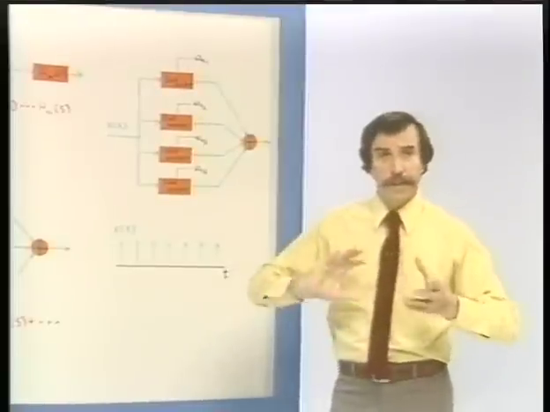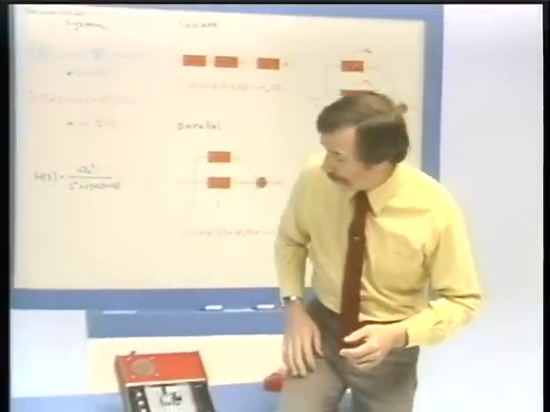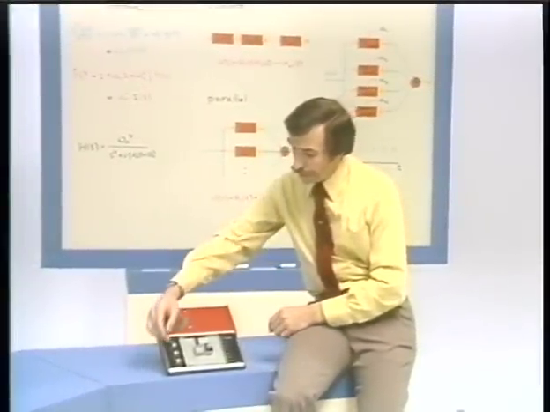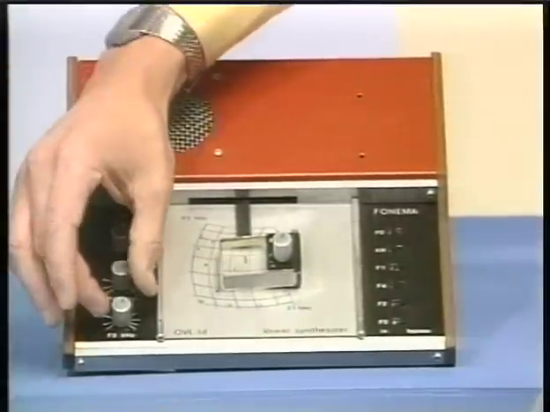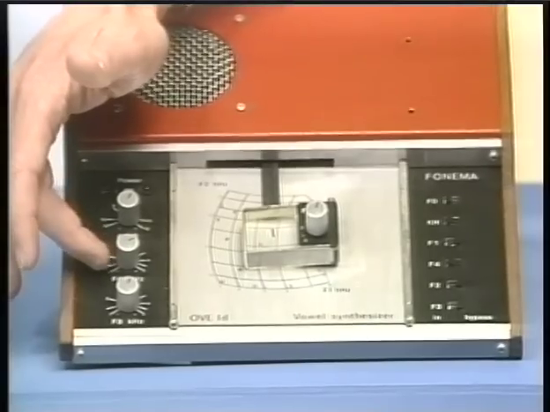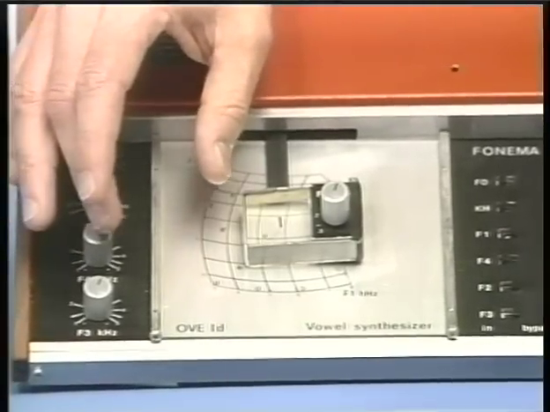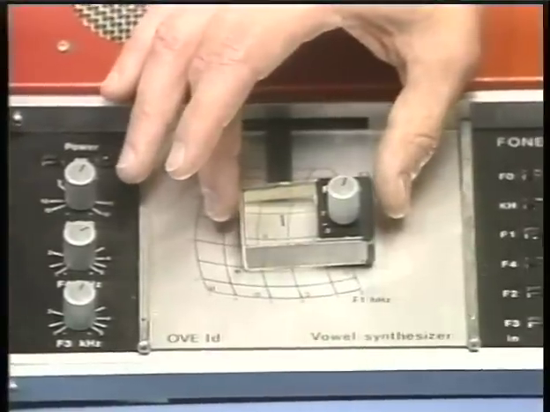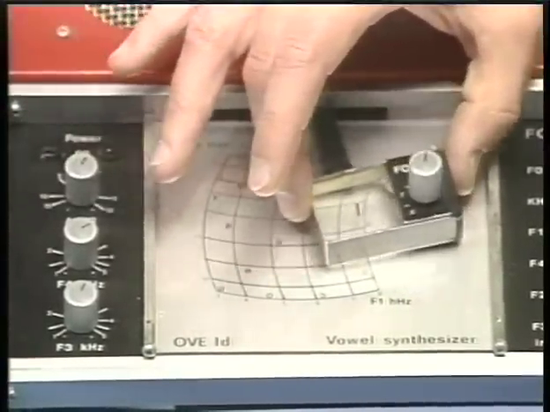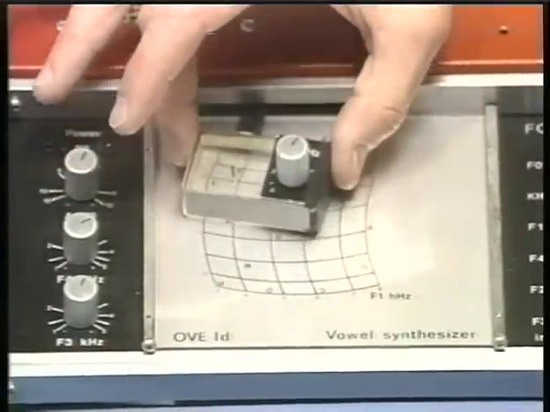So that's the basic structure of the synthesizer. And what we have in this analog synthesizer are separate controls on the individual center frequencies. There is a control representing the center frequency of the 3rd resonator and the 4th resonator, and those are represented by these 2 knobs. And then the 1st and 2nd resonators are controlled by moving this joystick.